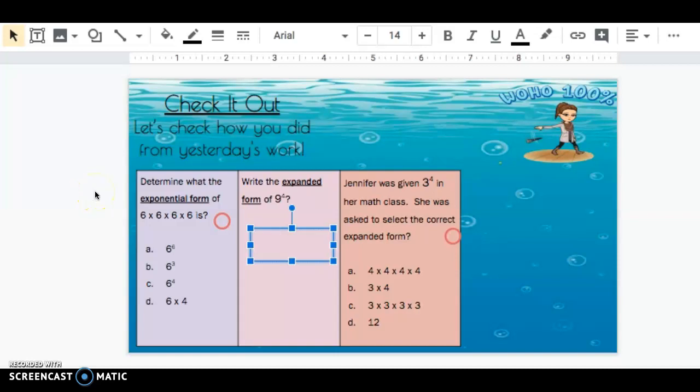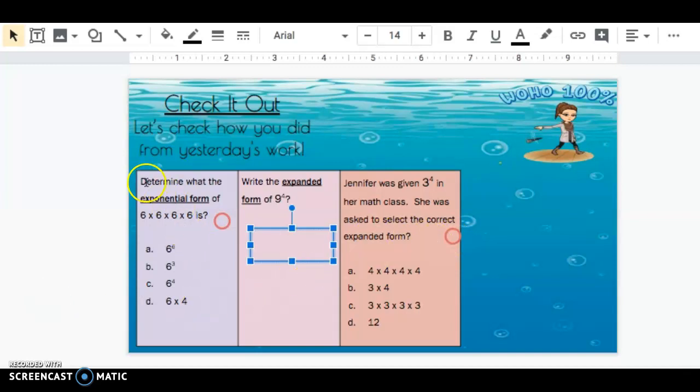All right, everyone, let's look at how you did on yesterday's on your own. Okay, so we're going to go over these because after we go over these, you are going to have a quick review and then we are going into your quiz that you will complete to see how you are coming along with learning exponents.